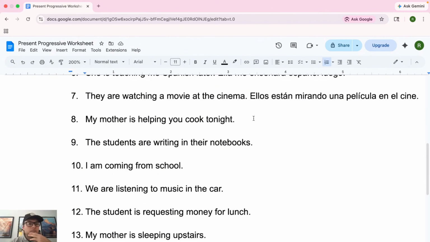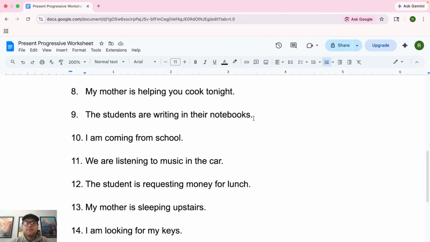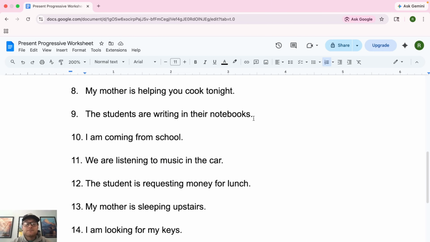Number 8. My mother is helping you cook tonight. Did I get you? Did I get you on this one? So here we have another important word, right? Tonight refers to something that's not happening right now. So let's erase tonight, because I like the fact that it has this direct object of you, and I want to do this in the present progressive. So my mother is helping you cook.